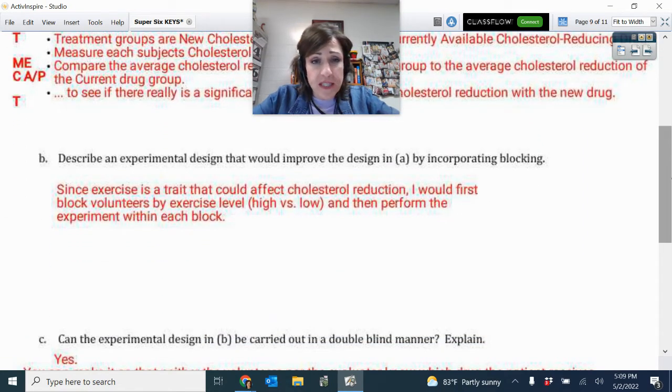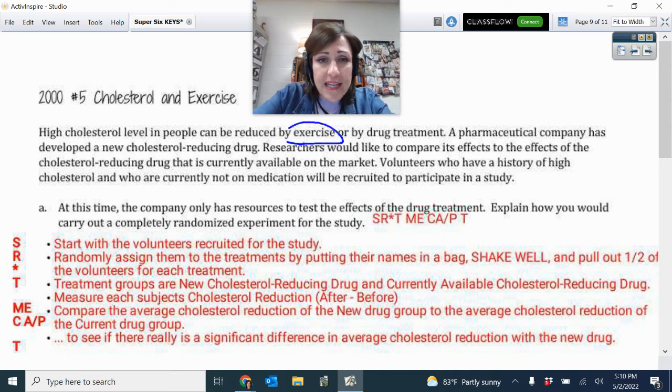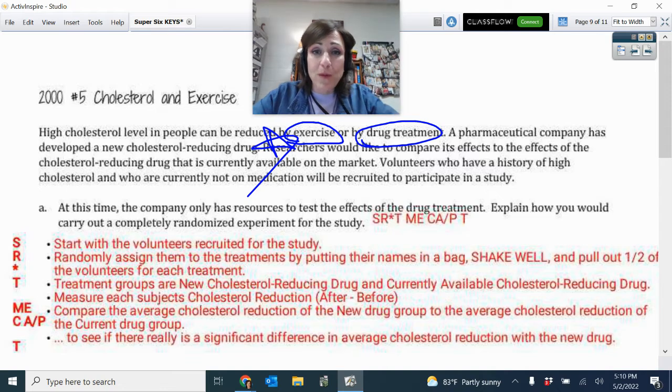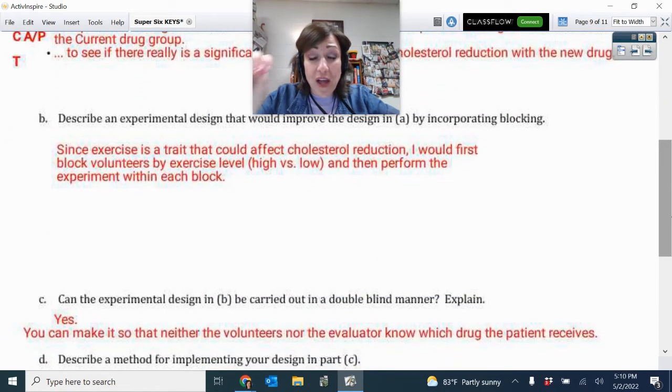So here, describe the experimental design and how you could improve it by incorporating blocking. Well, they're leading you here because they mentioned exercise or drug treatment. Well, we just did an experiment with the drug treatment. So here I thought, okay, well, maybe we need to control exercise since that is something that could also affect the cholesterol reduction. So we then would want to block by exercise level.